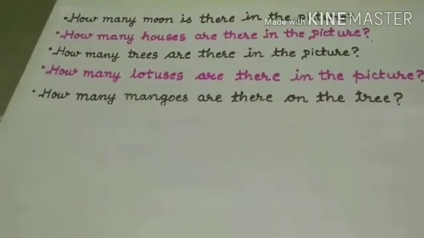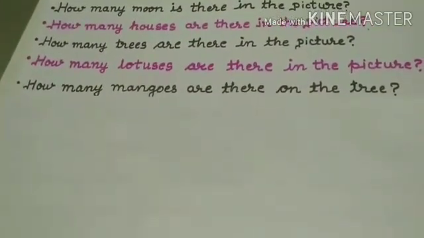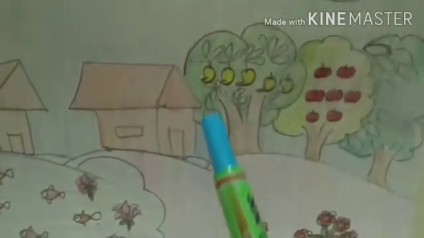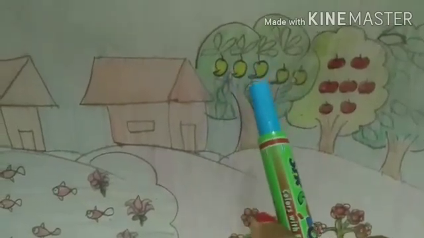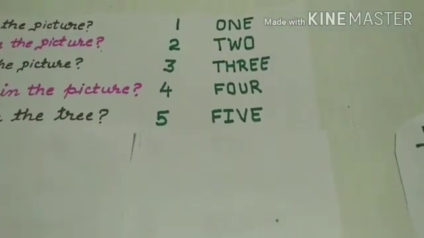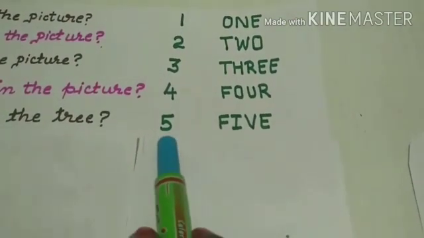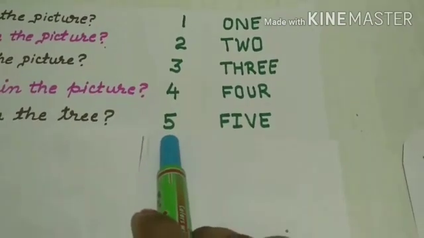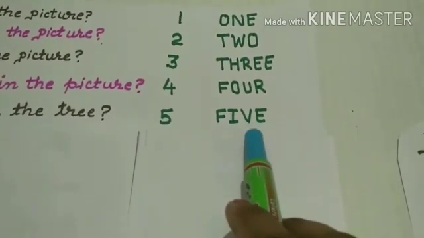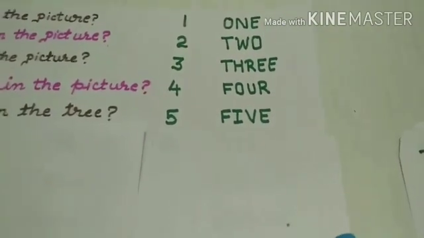Next question. How many mangoes are there on the tree? Let's count with me. 1, 2, 3, 4, 5. There are 5 mangoes. So you can write the number like this, 5. And what is the spelling of 5? F-I-V-E, 5.